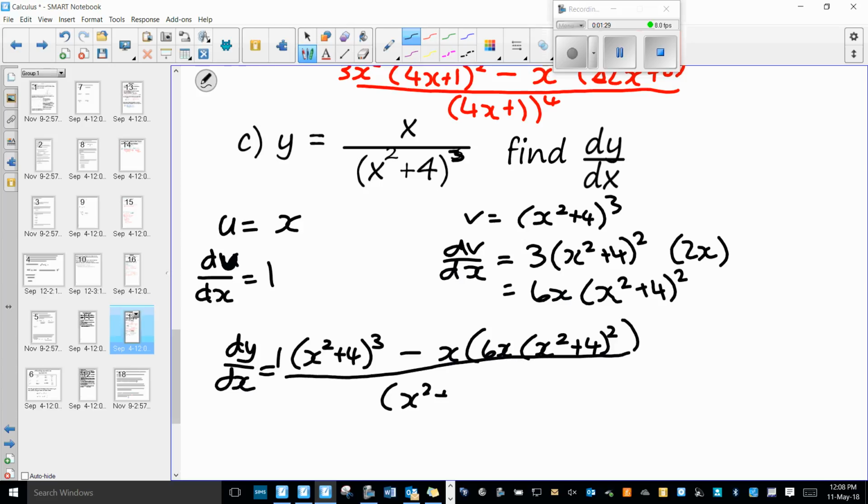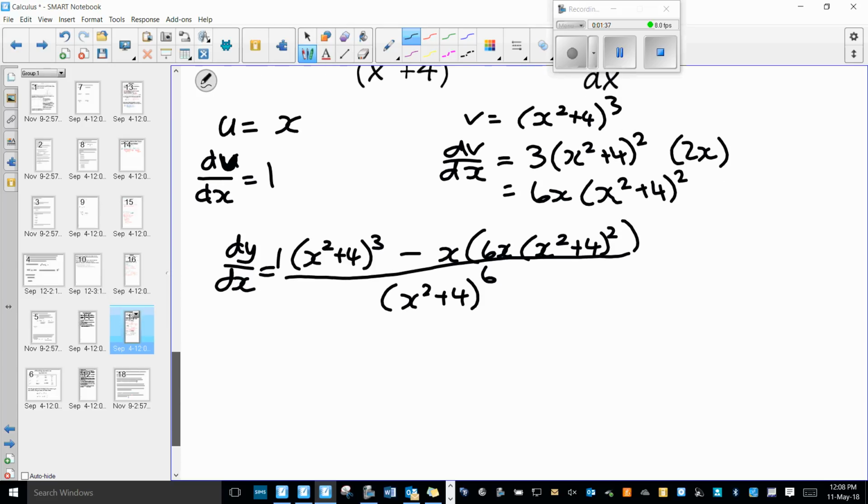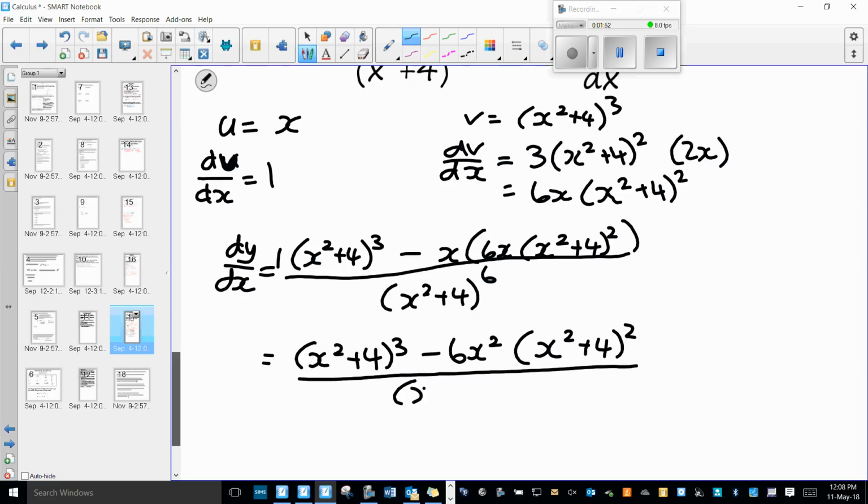So are you happy that I go straight to writing 6 here now? Yeah. Because we've squared it? Yeah. So I'm going to neaten up a little bit. So I've got x squared plus 4 cubed minus 6x squared. Done.